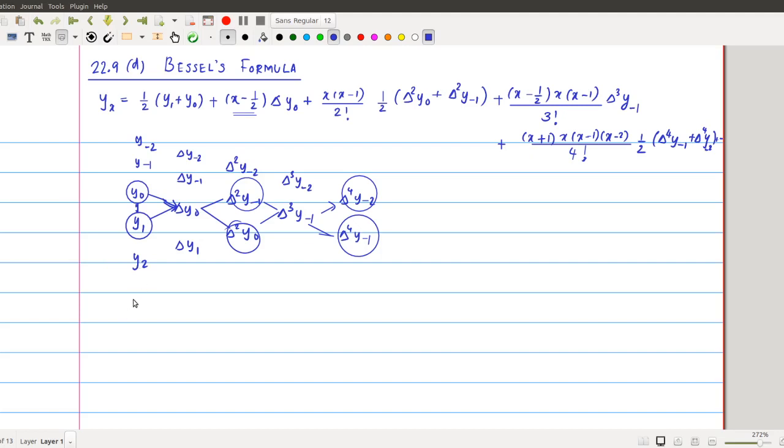Okay, next class we will discuss the other central difference interpolations, Laplace-Everett's formula, and the divided difference formula, Newton's divided difference formula. These are the two remaining interpolation formulas. After that we can conclude section 22.9.